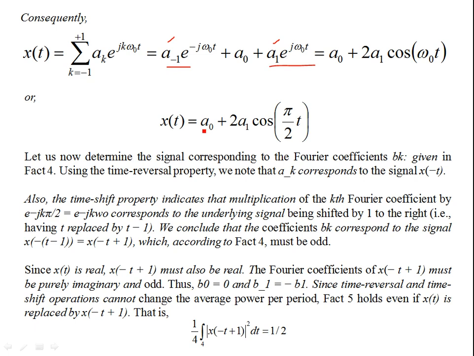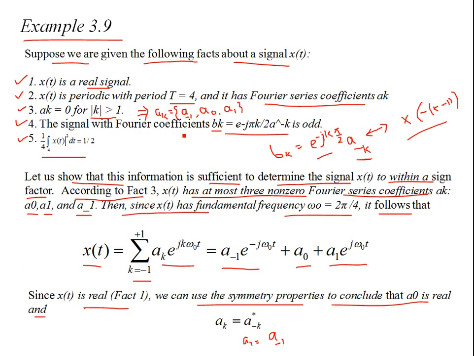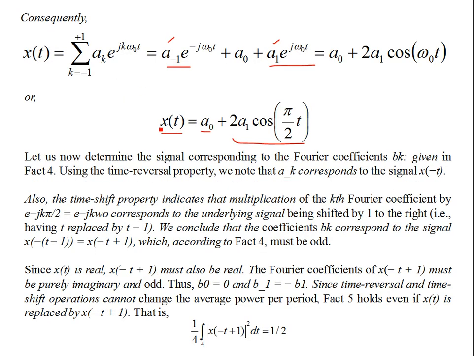So you can have this a naught plus 2 a1 cosine 2 pi by T. Okay, this is your signal for now. So how many facts have we used? 2 facts, basically 3 facts. We know what the period is, so we have expanded this in Fourier series coefficients, and we know there are 3 non-zero Fourier series coefficients, and x(t) is real. But we don't know what a naught and a1 are, but x(t) is going to take this form of a sinusoid. Okay, that's all we know.